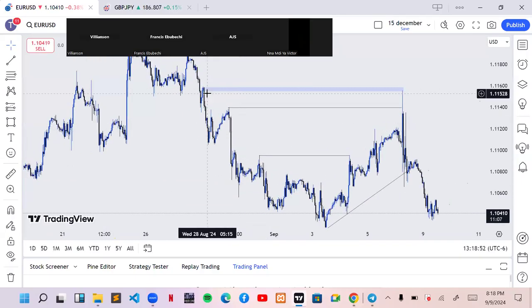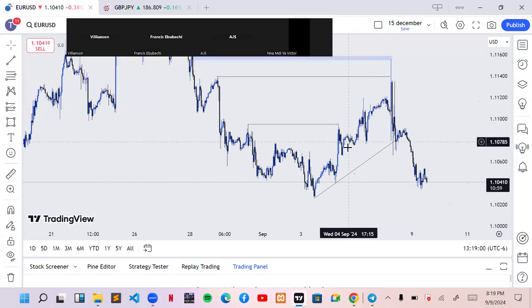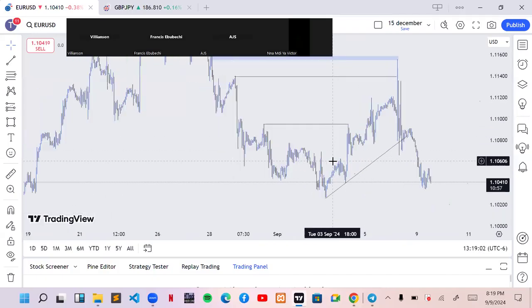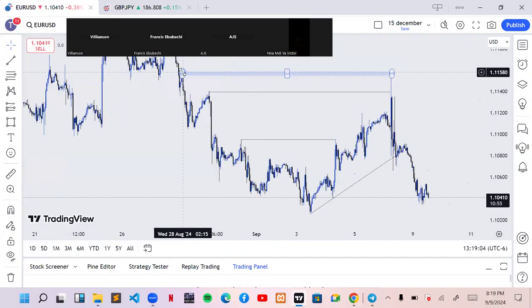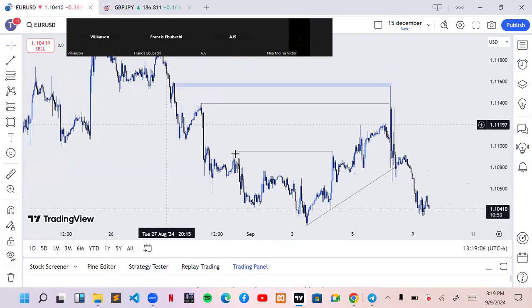So this is the other block that he is selling from. This is the structure break. Yeah, this is the inducement. So he's selling from this other block. That was why this was a buy actually. But I didn't pay attention to this side, so I did not even take the trade.